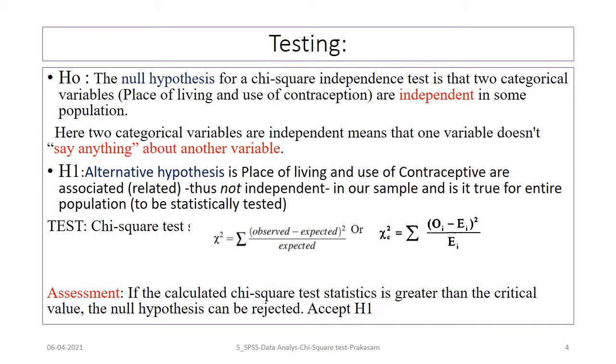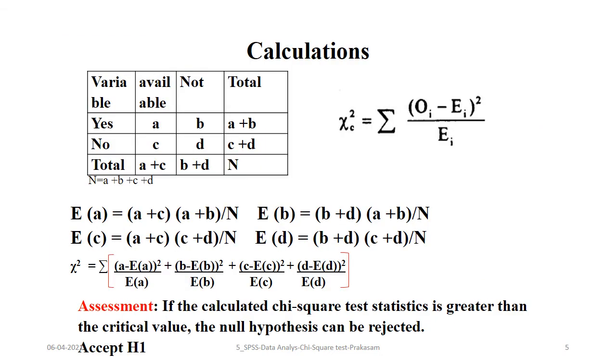This will be tested by using the chi-square test formula, that is chi-square equals the sum of observed values minus expected values, whole squared, divided by expected values. Symbolically it is written as the summation of (Oi minus Ei) whole squared divided by Ei. The calculated value should be assessed. If the calculated value of the chi-square test is greater than the critical value, the null hypothesis is rejected and the alternative hypothesis is accepted. We will see the calculation procedure for how to do the chi-square.